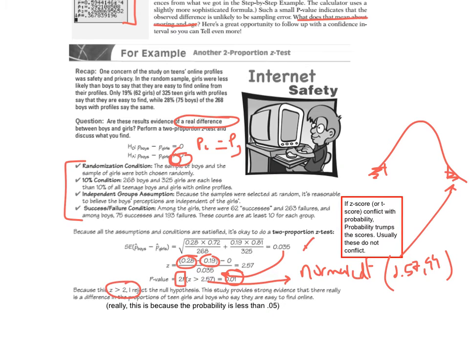Again, they say z is greater than 2, but also because your probability is less than 0.05, you would reject your null hypothesis, which means there is a difference in the proportion of girls and boys, which we actually found before in our confidence interval anyway. So it kind of reconfirms it for us. Just a reminder before we move on that if a t-score or a z-score conflict with the probability, the probability takes the cake.